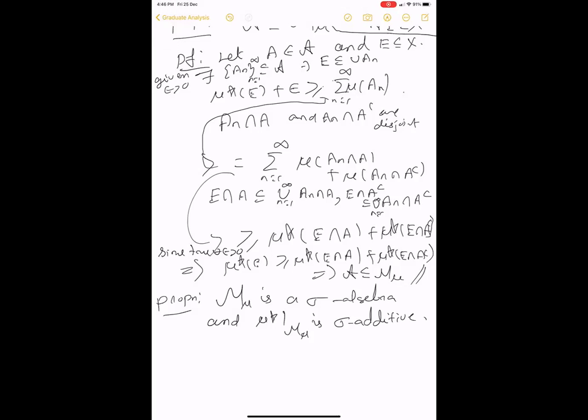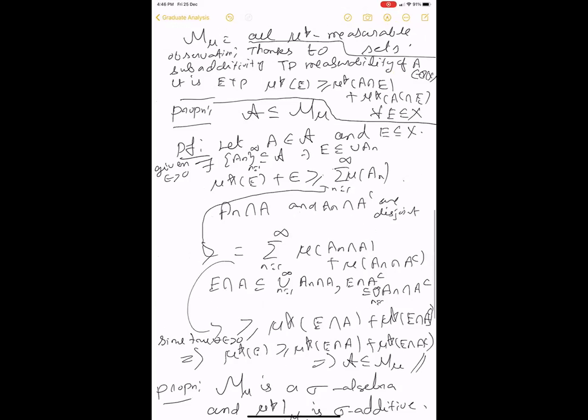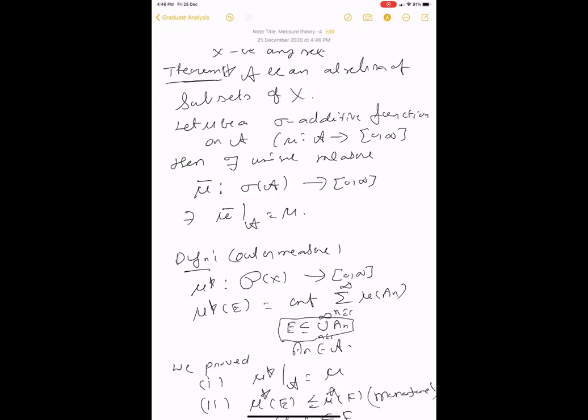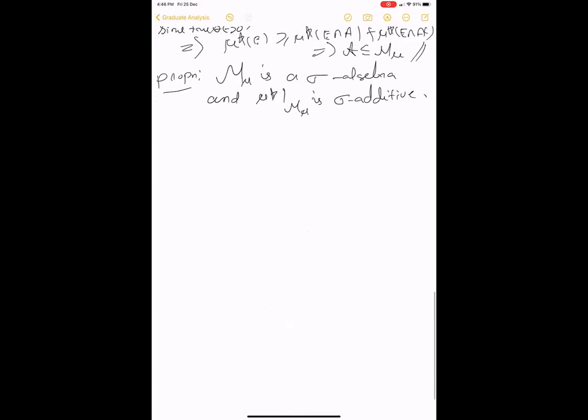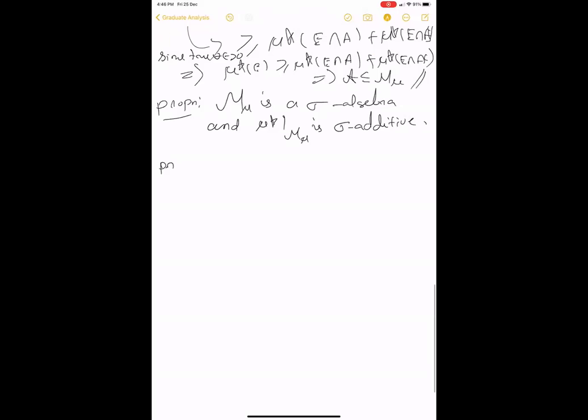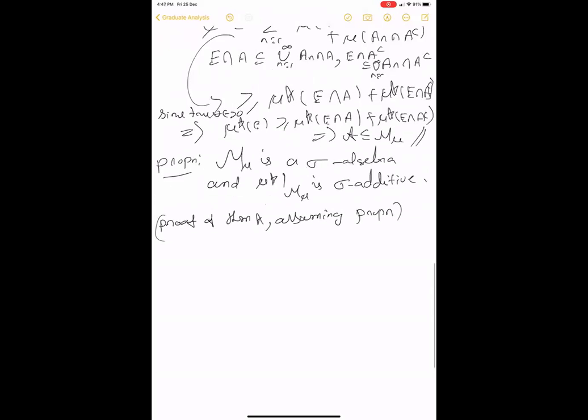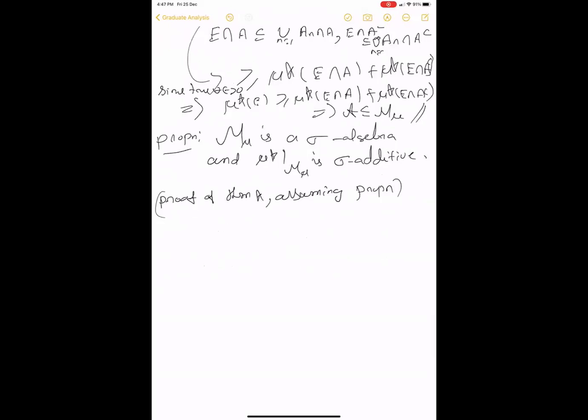Assume that this proposition is proved. Now we have a theorem. If you want, we call this theorem Theorem star. So assuming the proposition, the theorem is proved. The proposition says that this mu, the collection of all measurable sets, forms a sigma algebra. Another statement is that mu star restricted to that mu is sigma additive. Then I am claiming that the theorem is proved.